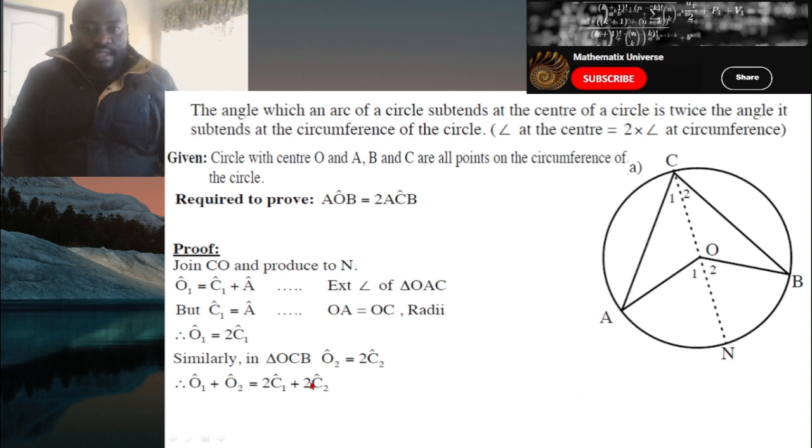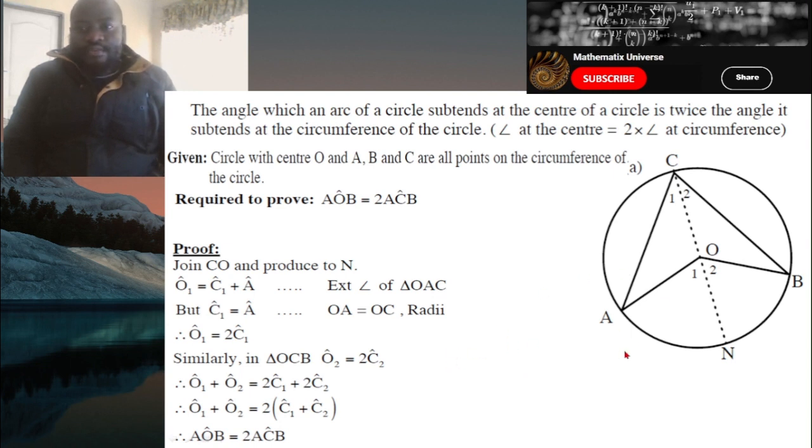Now we take the two equations that we came up with, this equation and this equation. We add them. So the left-hand sides are added together and the right-hand sides are also added together to give us this. Then here we'll factor out a 2. Then we'll see that O1 plus O2 is the whole angle AOB, and C1 plus C2 is the whole angle ACB. So it means we have proved our theorem.